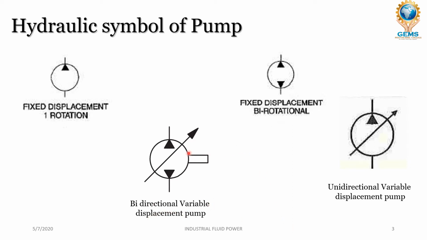The simple difference between hydraulic and pneumatic pumps is that in hydraulic, this triangle will be filled with a dark shade, but in pneumatic motors it will be blank, simply plain.